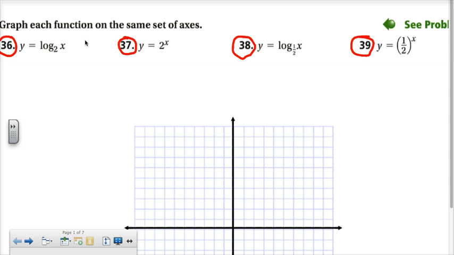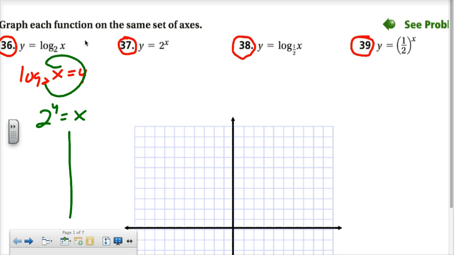Starting with number 36, what we would want to do is reverse this so that we can use our snail shell pattern to get that into the exponential form that we can understand. So 2 to the y equals x. Now again, what that means is that our x's and y's have completely made a role reversal here. What our inputs become our y's.